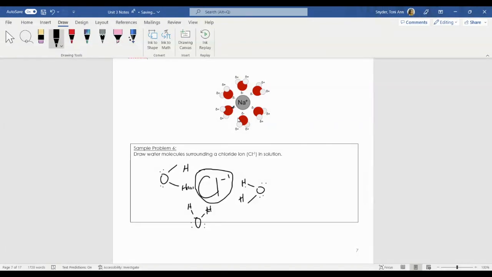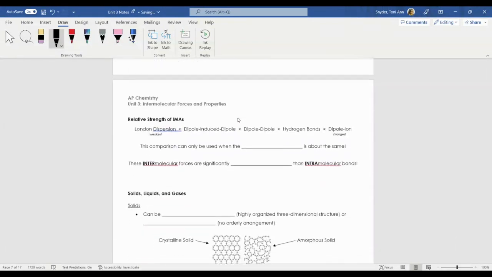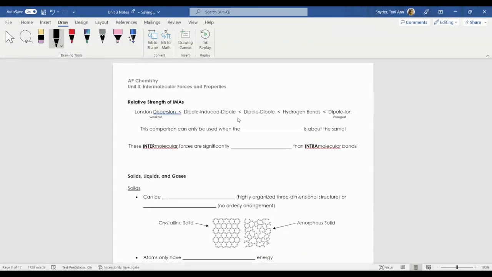Let's go ahead and make a quick summary here with this relative strength of intermolecular forces. So London dispersion forces are your weakest, and this is true for nonpolar molecules only. And that's because they have to have a temporary dipole, because their electrons aren't totally centered around the nucleus, which creates a partial negative and a partial positive side, but as soon as it happens, it goes away. So they are the weakest.